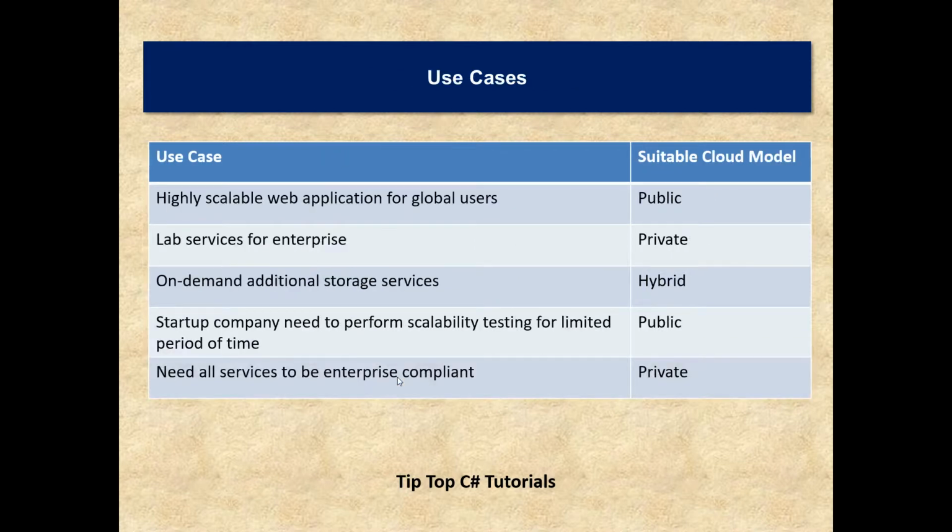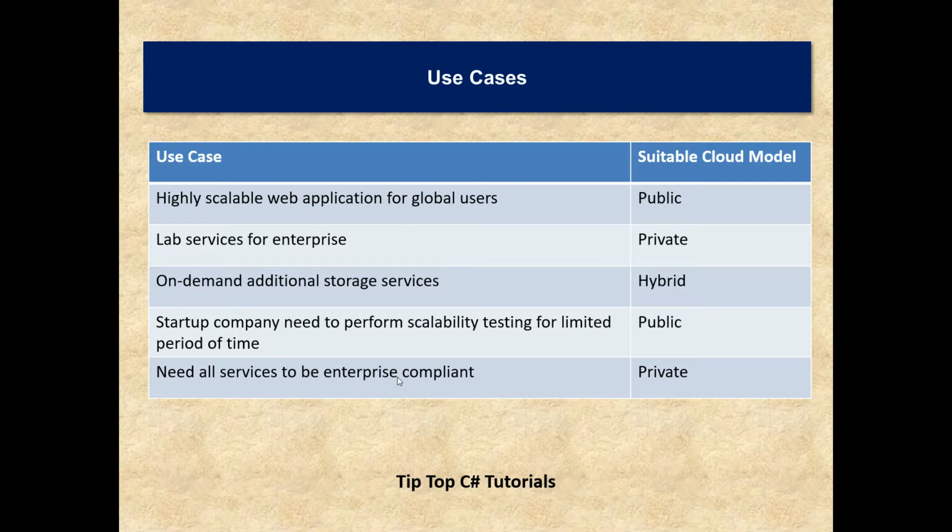Let's go over different use cases and find out what is a suitable cloud model for each. First one, highly scalable web application for global users. So we have seen different aspects of the cloud models of public, private, and hybrid. Based on the scalability feature, it is definitely the public cloud model which is suitable for a scalable web application, especially for global users. You want to scale it for billions of users across the globe.